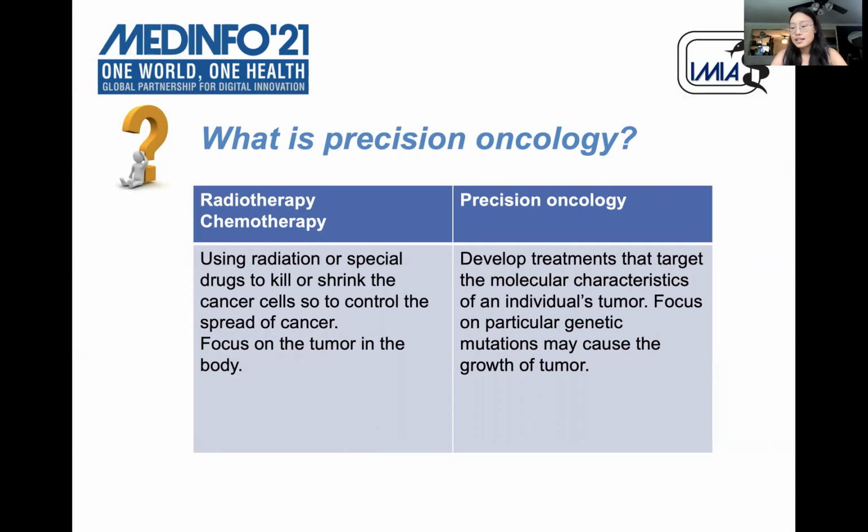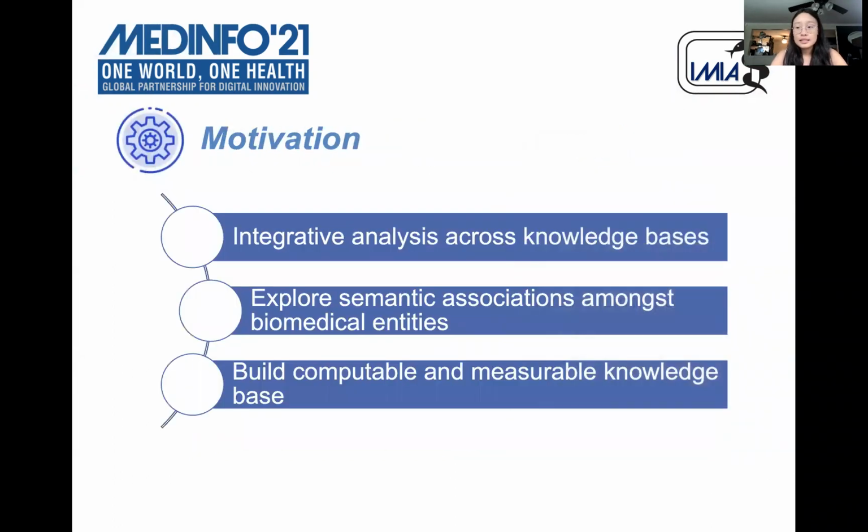Because of that, it is crucial to have a knowledge resource that can accurately reveal the explicit and implicit associations between the genes, mutations of the genes, the tumor, and drugs to use. These needs naturally become the motivation for our project. In order to better assist the development of precision oncology, we have the following three goals.